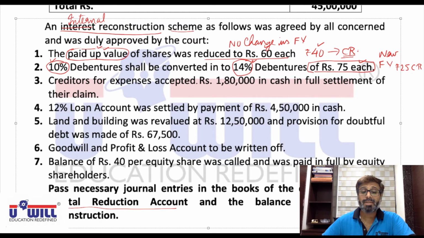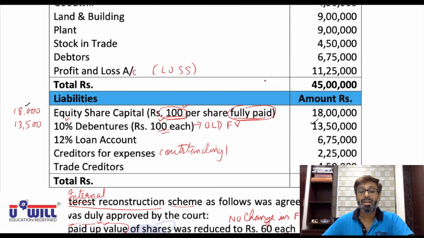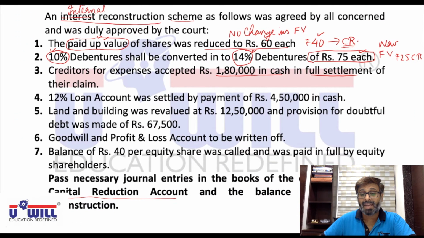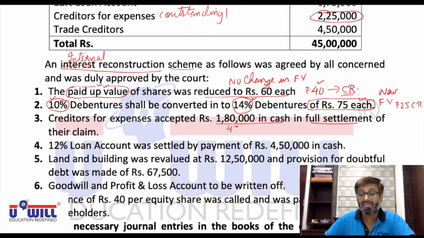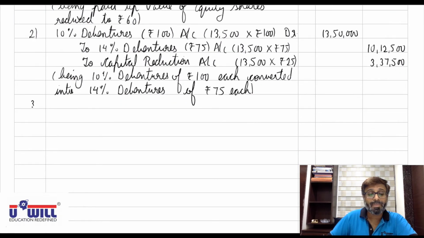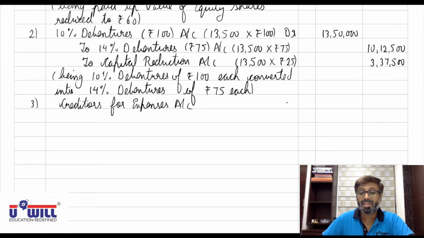Creditors for expenses accepted rupees 1,80,000 in cash in full settlement of their claim. You all can see here creditors for expenses are 2,25,000. They accepted 1,80,000 against 225 means remaining 45,000 what they are sacrificing will be transferred to capital reduction and settlement is done. Means now creditors for expenses will not come in the balance sheet. They are paid 1,80,000 in cash against 2,25,000. So creditors for expenses account debit, we will debit and close them with full amount 2,25,000.